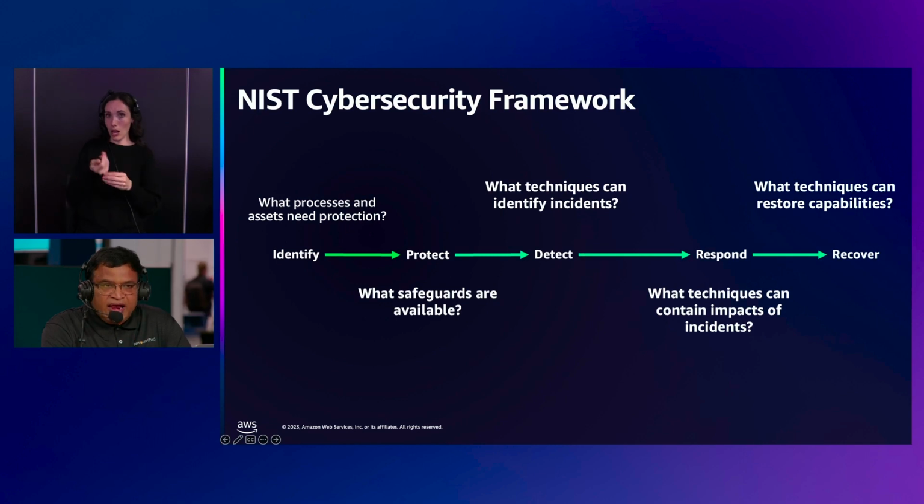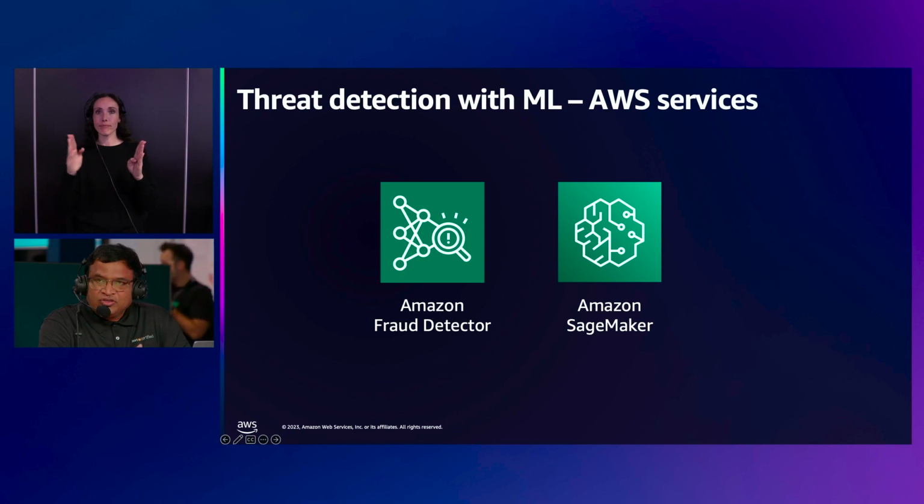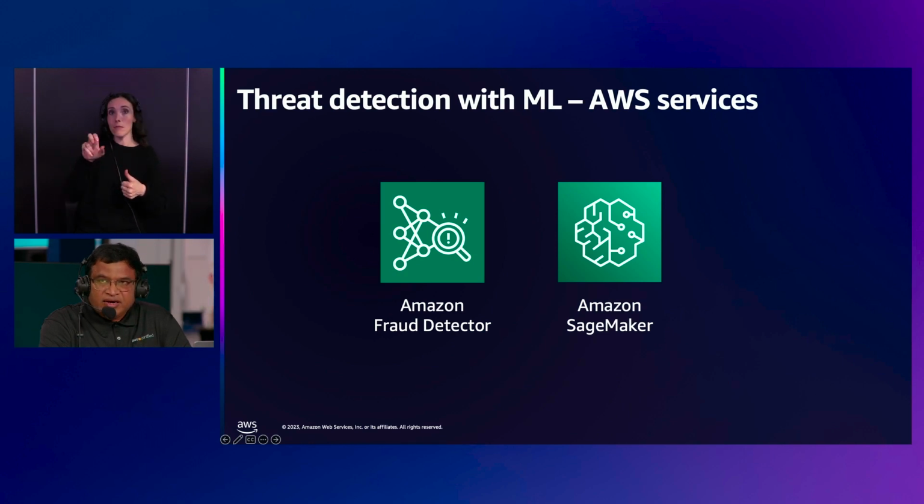This is the NIST Cybersecurity Framework. It starts with identify, protect, detect, respond, and recover. And the first thing is you need to identify what you want to protect. So I'm going to map this with Amazon Fraud Detector. There are two services with which you can build threat detection models with machine learning on AWS. One is Amazon Fraud Detector. Another is Amazon SageMaker. Amazon Fraud Detector is an artificial intelligence service, whereas with Amazon SageMaker you can build end-to-end machine learning models on AWS.